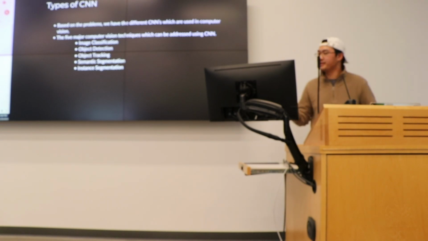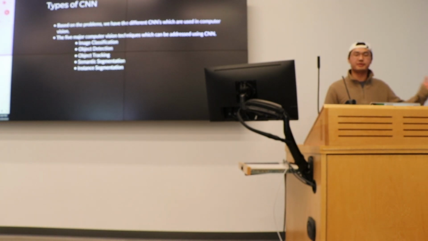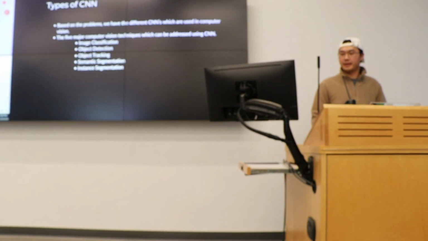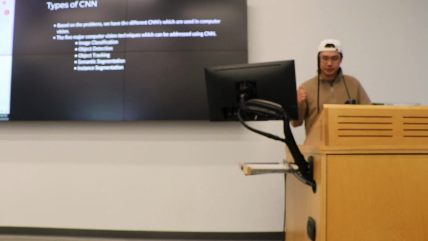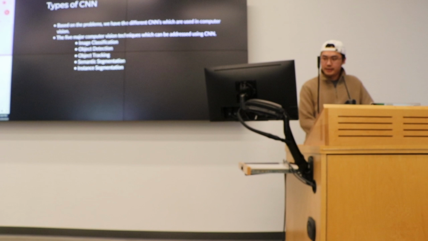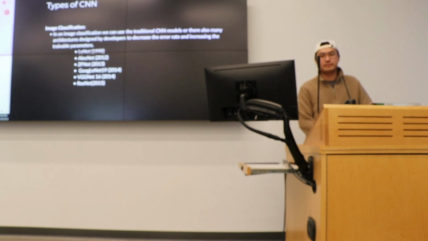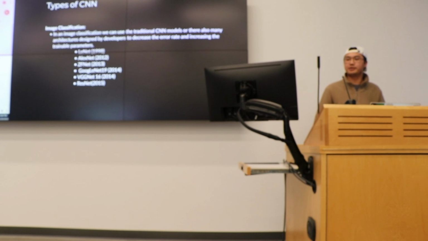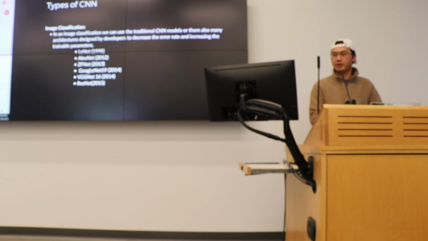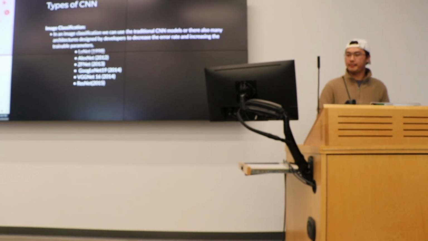And now into types of CNNs. Some CNNs you could work with, or you'll see in the future, would be image classification, object detection, object tracking, semantic segmentation, and instance segmentation. Also, not listed here, but you can also do speech recognition, stuff like that. And in terms of image classification, we can use traditional CNN models, or there's also a lot of different architectures pre-designed by a lot of developers. In this case, we have LeNet, AlexNet, and etc.